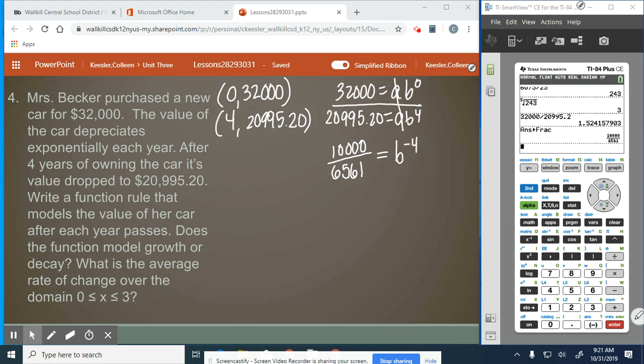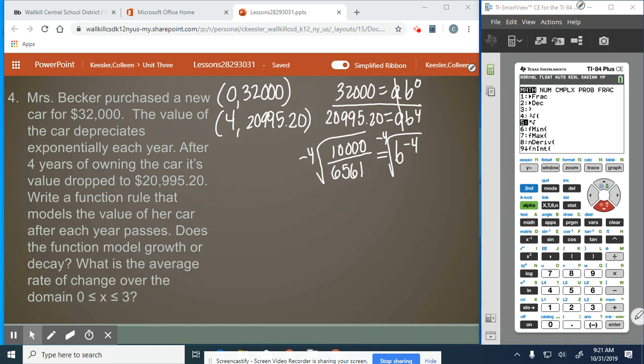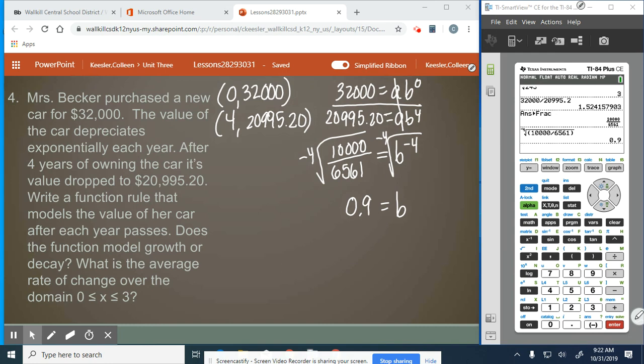So now I want to do the negative 4th root. So I would go back to our math, go down to choice 5, enter in -4, and then underneath that fraction, so we could do 10,000 divided by 6561, close the parentheses, and equals, and we get 0.9. So B equals 0.9 or 9/10. We could use either one of those.